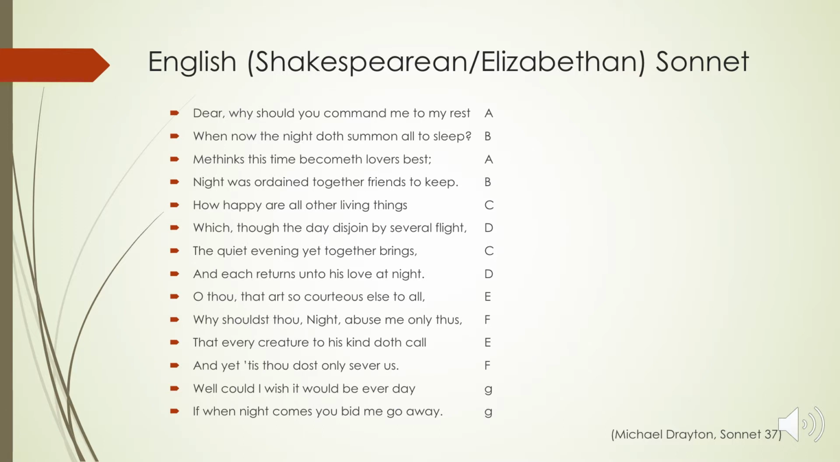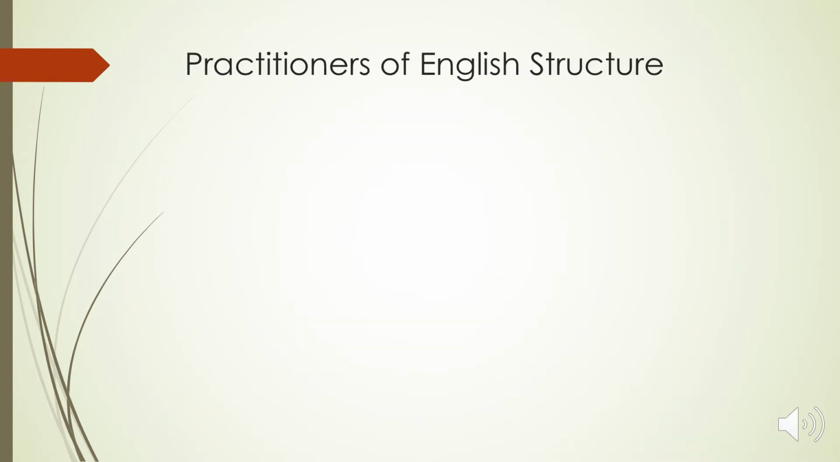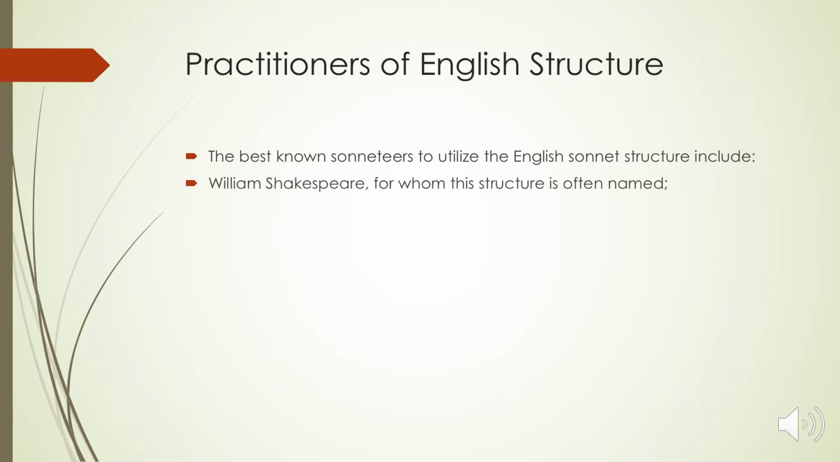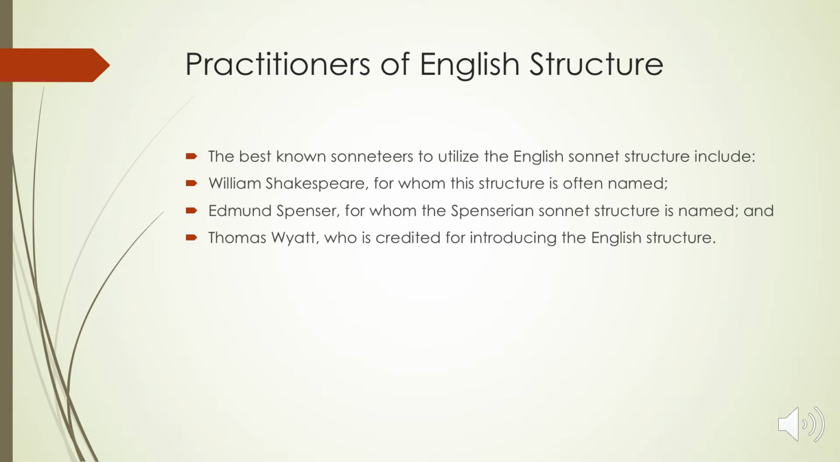You'll see that this is different from the Italian structure of a sonnet, in that there are several different rhyme patterns in the initial quatrains that end with a rhyming couplet. The most well-known practitioners of the English structure of a sonnet include William Shakespeare, for whom the structure is often named. It tends to be called a Shakespearean or Elizabethan structure as well as an English structure. Edmund Spenser has a variation of the English structure that's also known as the Spenserian structure. And Thomas Wyatt is credited for introducing the English structure of the sonnet.